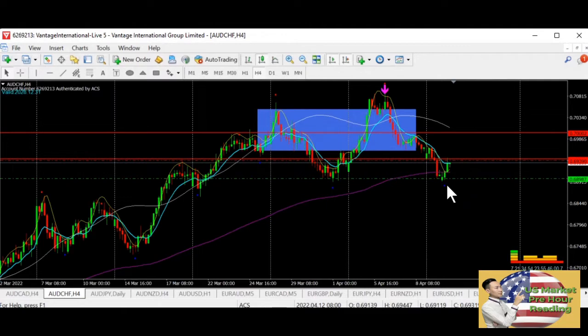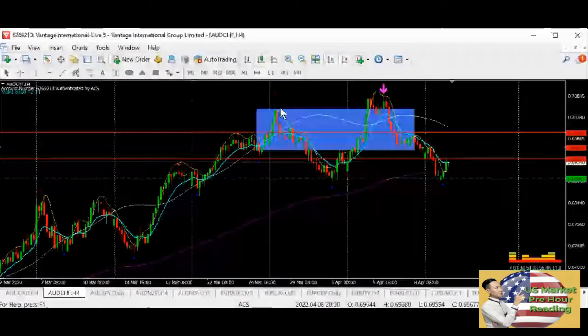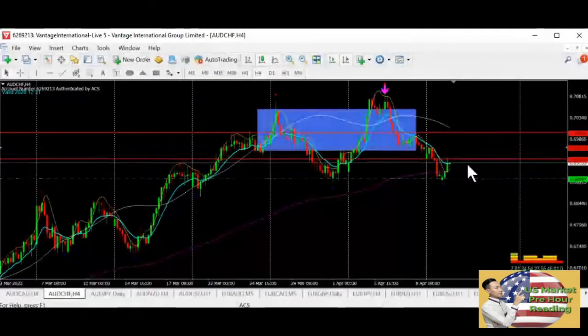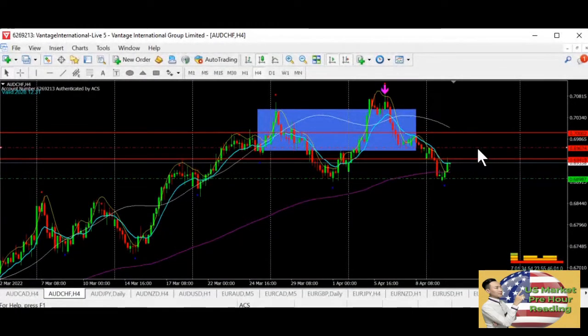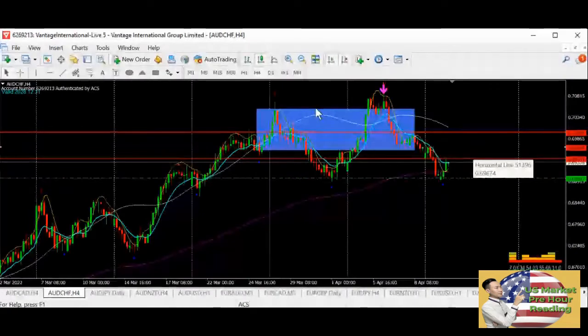If I'm going to sell Aussie franc right now, will it be a good time to sell? I would say no. Today will not be a good time to sell Aussie franc. Perhaps it will have some resistance on this part here, but it's still quite a long way to go. So I think today we'll give up on the selling. But for buyers, you can pay attention to that.